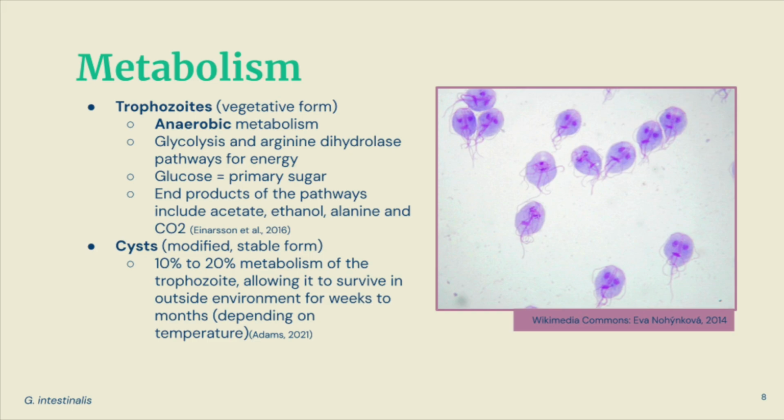Okay, metabolism. Trophozoites have an anaerobic metabolism. They generate energy via glycolysis and arginine dihydrolase pathways. One of the reasons that cysts can last for weeks or months in the environment is that they only have 10 to 20% of the metabolism of trophozoites, so they conserve resources.